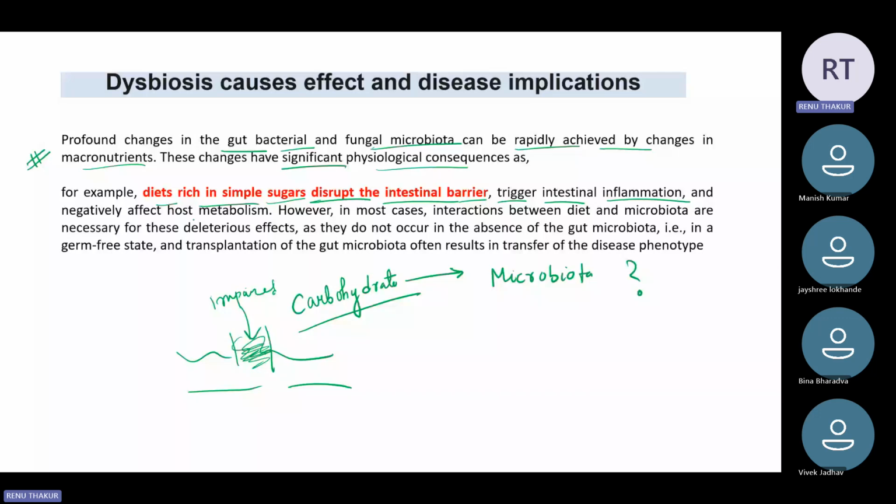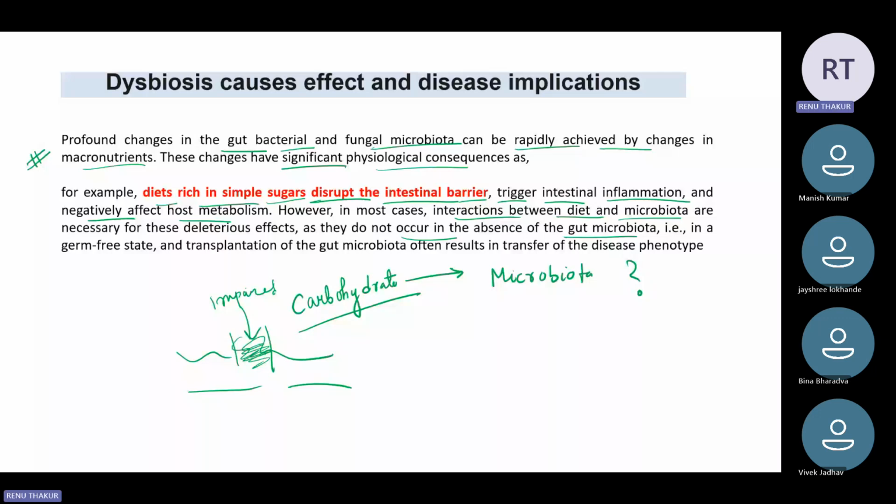Obviously, because all the inflammatory mediators are now bathed directly into its bloodstream, and if our blood is having so many inflammatory molecules, then our own molecules will be treated as foreign molecules, and our immunity will react accordingly. So this will have a negative effect on the host metabolic machinery. So in most cases, interaction between diet and microbiota is necessary for the deleterious effect, as they do not occur in the absence of gut microbiota.